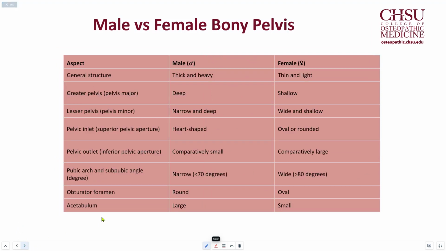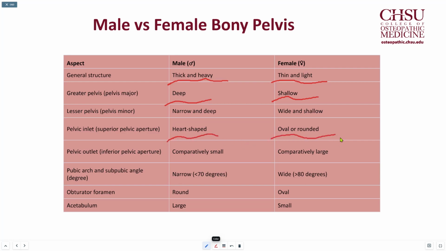There's a comparison of male versus female pelvises. The male pelvis is thicker and heavier. For the female, it's a little bit lighter and thinner. The greater pelvis region is deeper in the male, and for the female, it's more shallow. Notice that the inlet is also differently shaped. It is a heart shape for a male, while it's an oval round shape for a female.